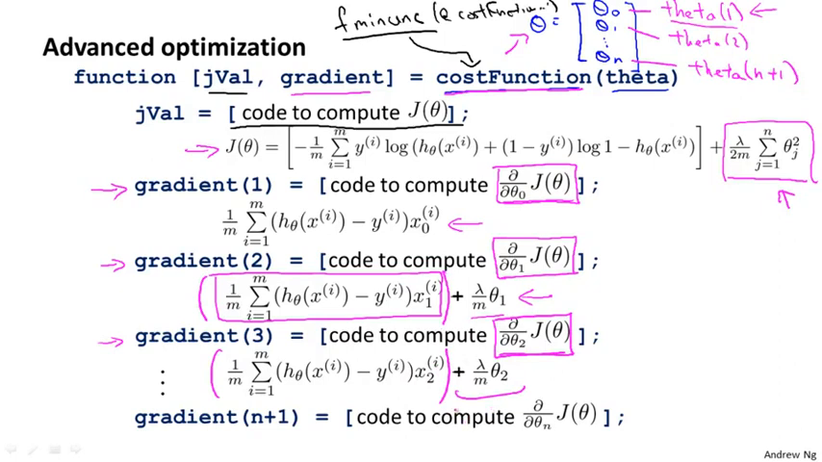So if you implement this cost function and pass this into fminunc or one of those advanced optimization techniques, that will minimize the new regularized cost function J of theta, and the parameters you get out will be the ones that correspond to logistic regression with regularization. So now you know how to implement regularized logistic regression.